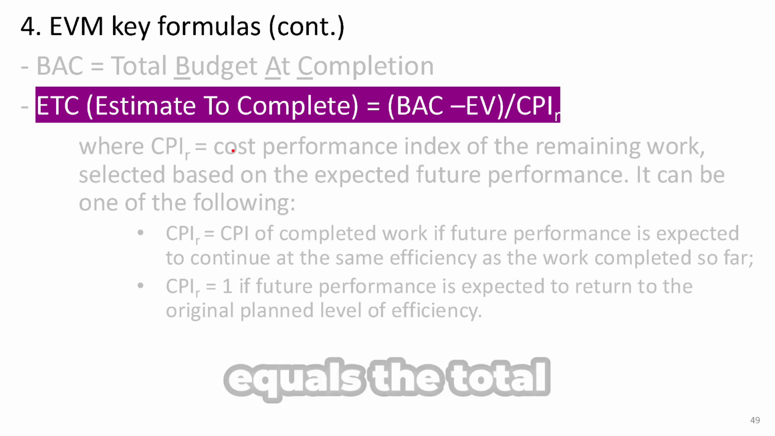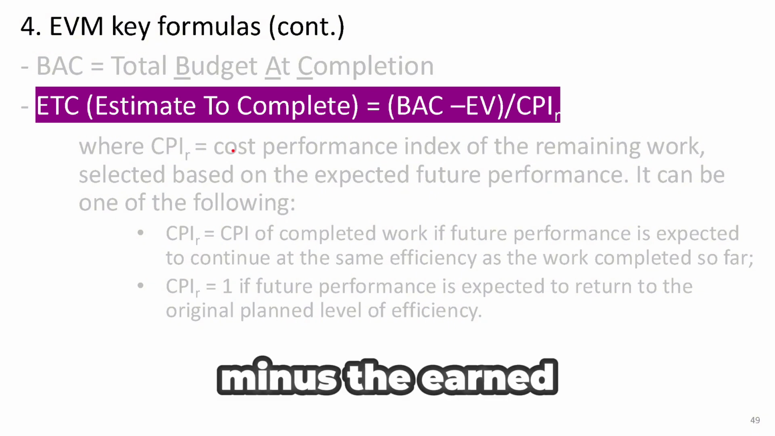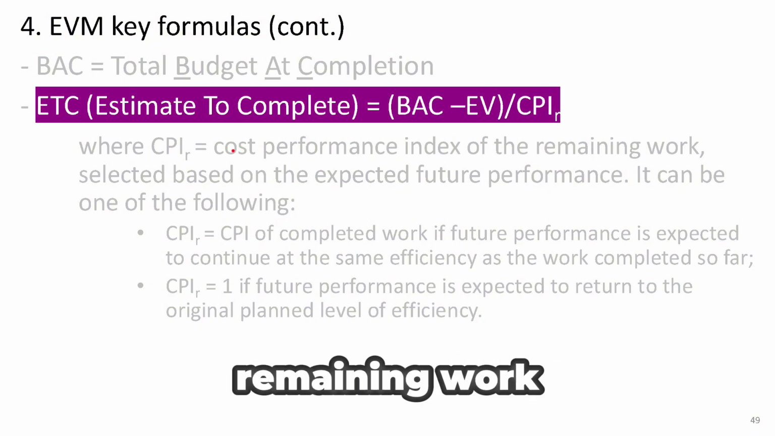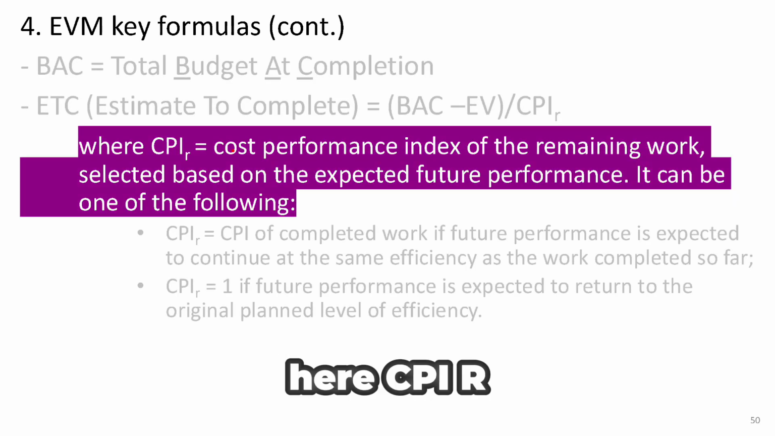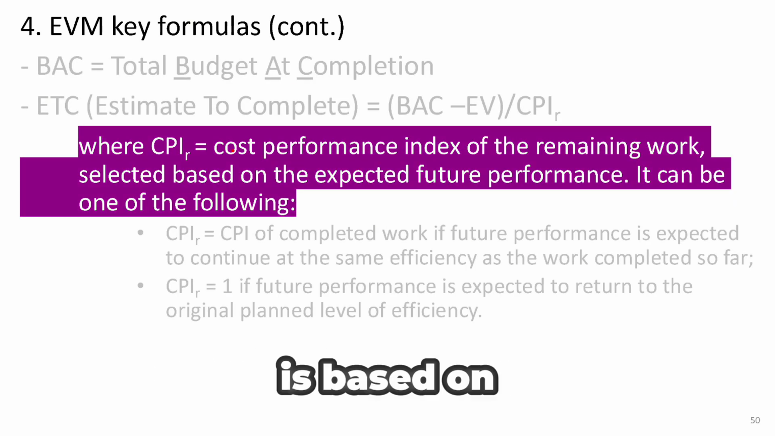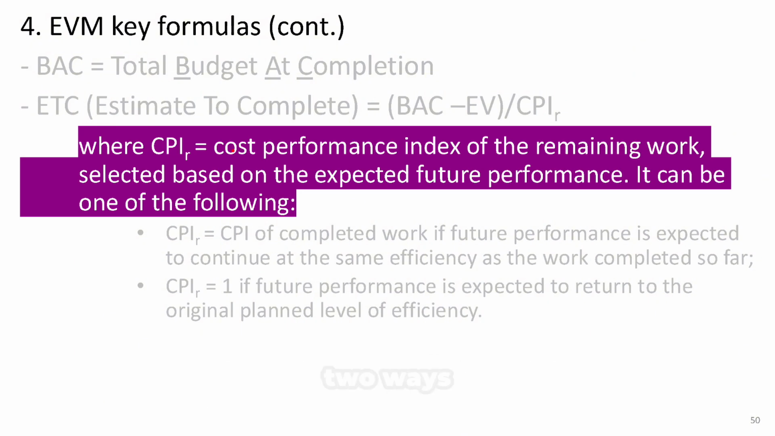Estimate to complete equals the total budget at completion minus the earned value, all divided by the cost performance index of the remaining work, CPIR. Here, CPIR, the cost performance index of the remaining work, is based on how you expect the future performance to go. You can calculate CPIR in two ways.